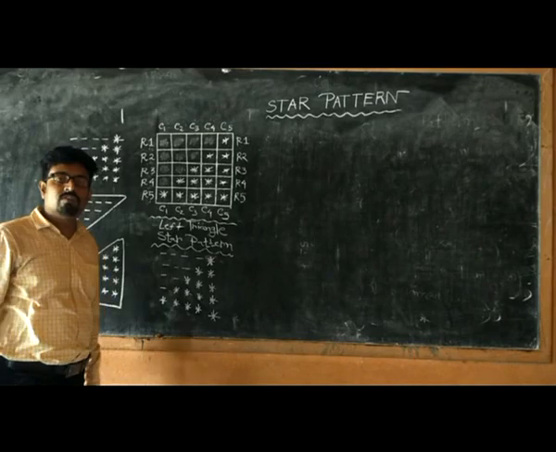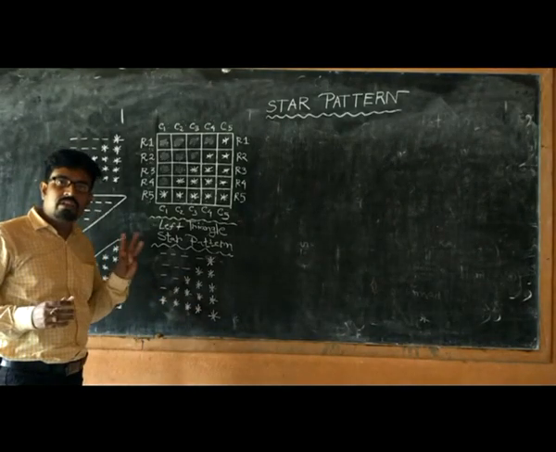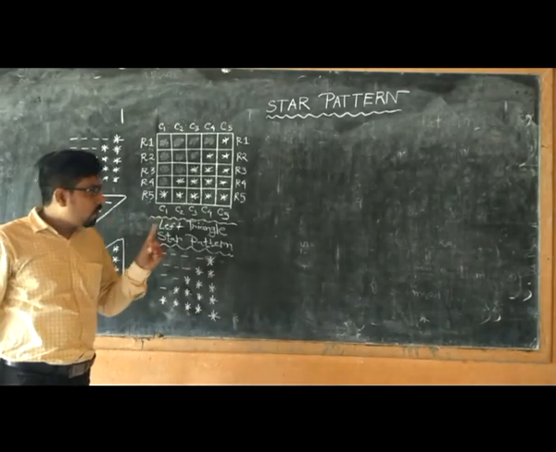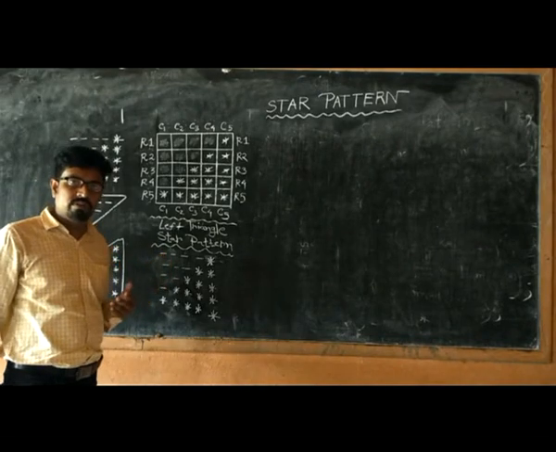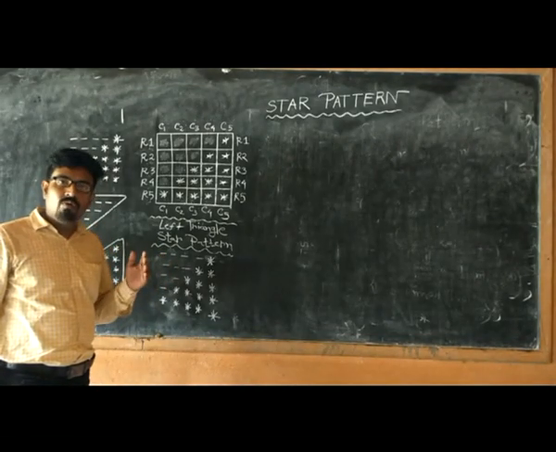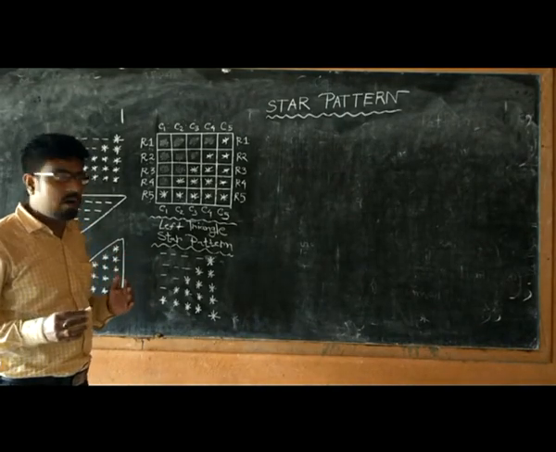5 rows and 5 columns are there. To print this pattern program in Java, we need to use 3 individual for loops: one outer for loop and 2 inner for loops. Means we have to use a nested for loop. Inside the main for loop we have to use 2 more for loops. It's known as a nested for loop in Java.